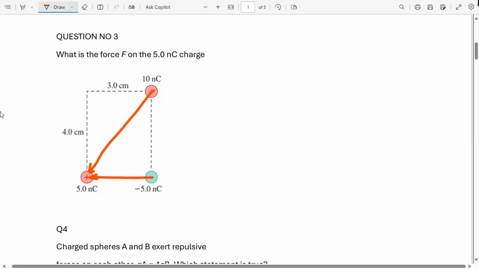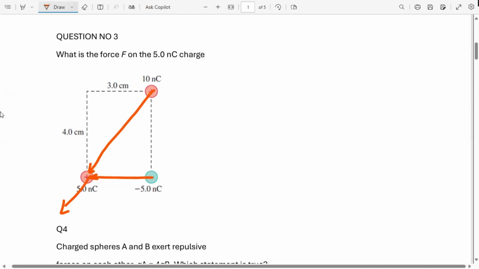So we're going to notice that the 5 nanocoulomb charge is a positive charge, and since it is a positive charge, the electrostatic force on the 5 nanocoulomb charge due to the 10 nanocoulomb charge is going to be a repulsive force. Hence, it is going to be away from the 10 nanocoulomb charge, which means the resultant there will be in that direction. What about the electrostatic force due to the negative 5 nanocoulomb charge?